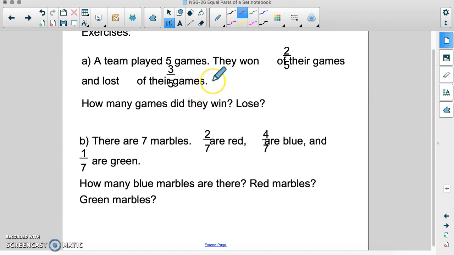So for A, you should have found that the team won 2, they lost 3. For B, you should have found for blue marbles, there are 4. For red marbles, there were 2. And for green marbles, there was 1.